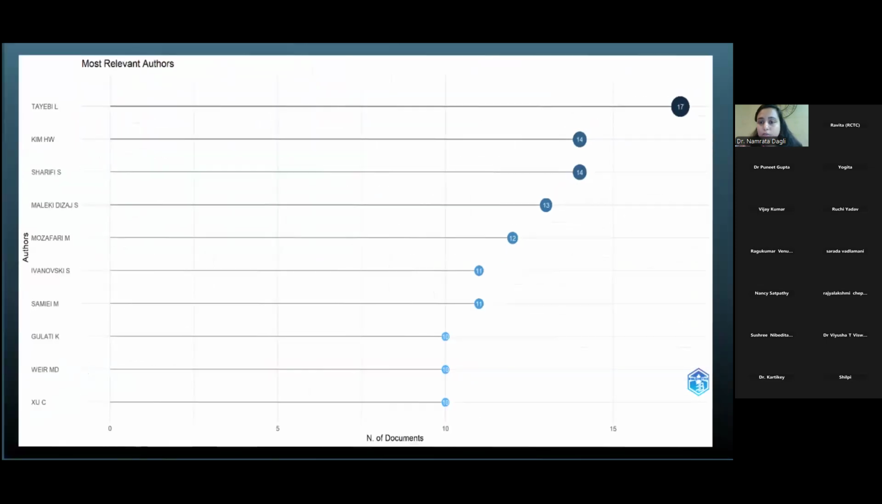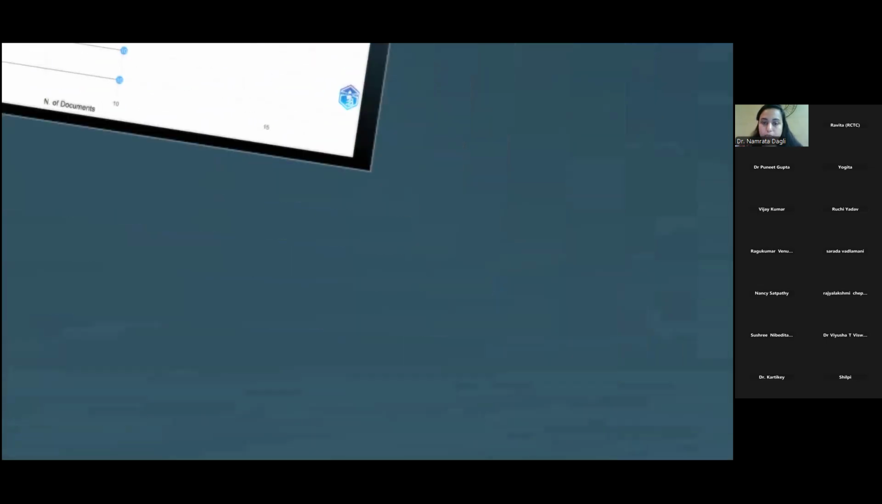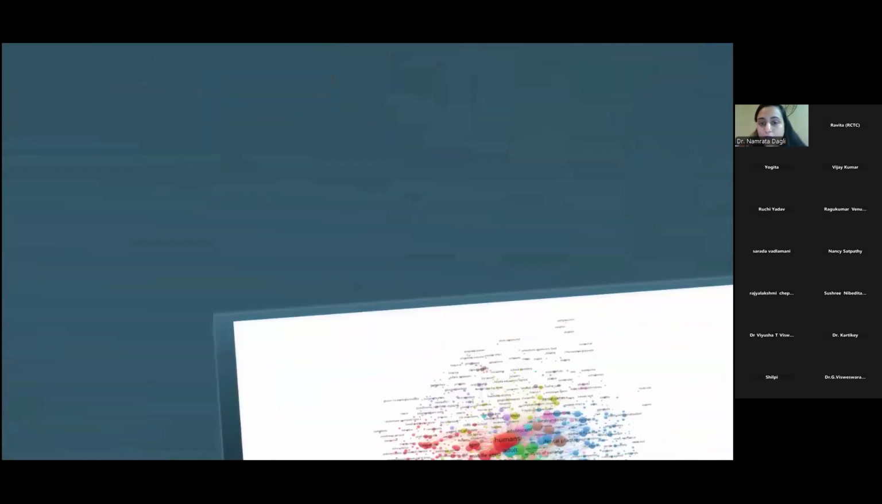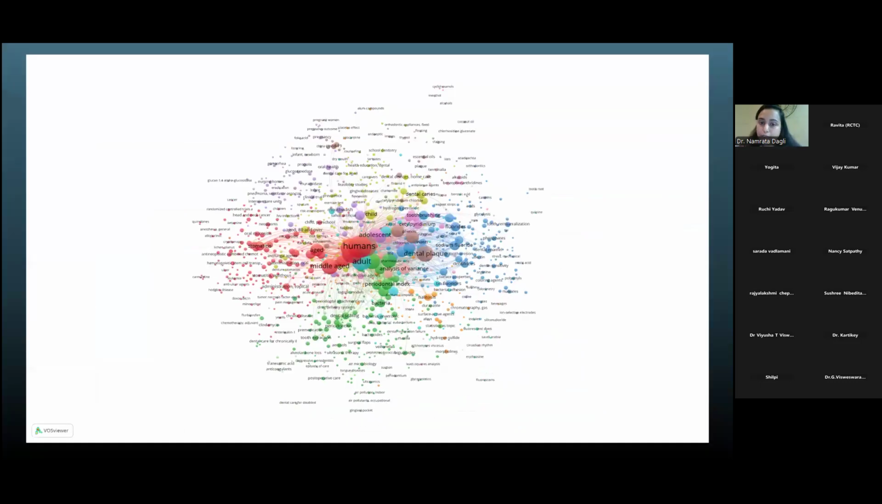This shows the most productive authors. Take a moment and reflect upon this. What do you think? How is this graph? Is it good? Does it require any improvement? Anyone?